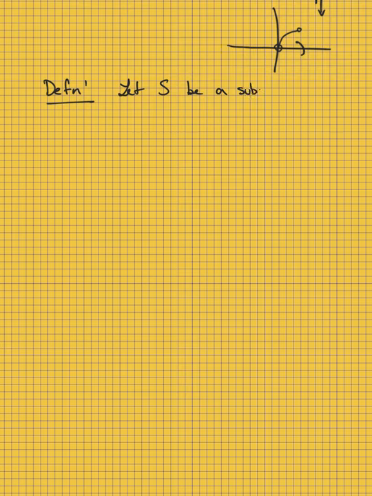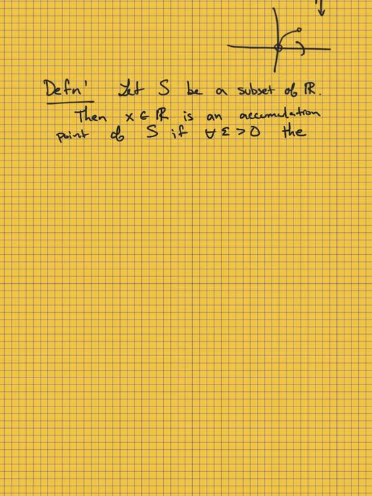be a subset of the real numbers. Okay, then x in R is an accumulation point of S if for any epsilon greater than 0, this set, so it's a little funky, you take (x minus epsilon, x plus epsilon), you subtract the center, okay, and then this set intersect S has to be non-empty.